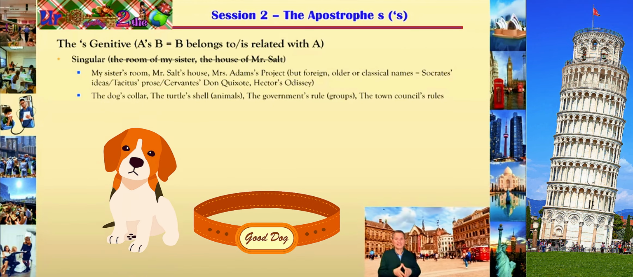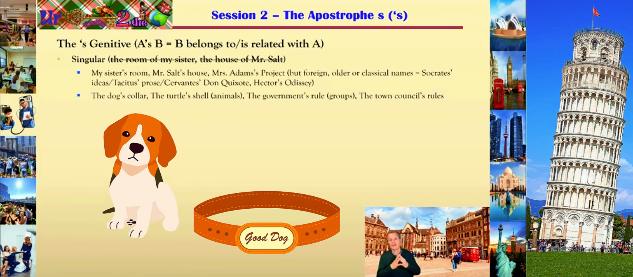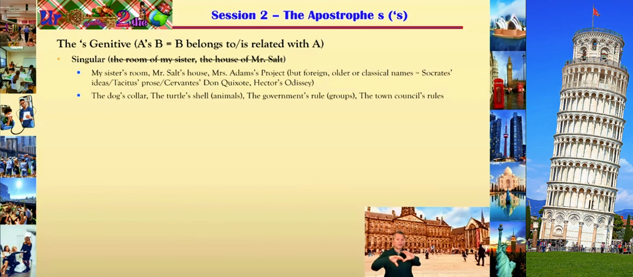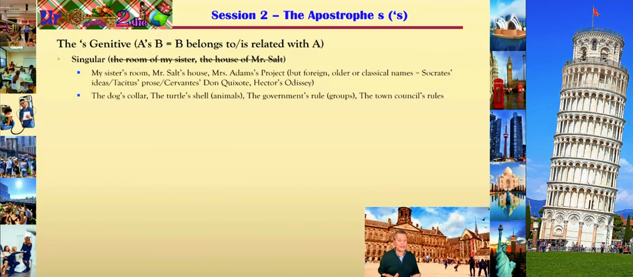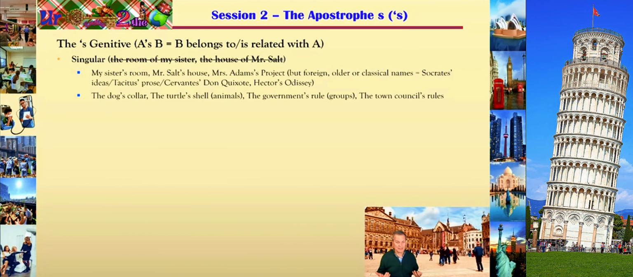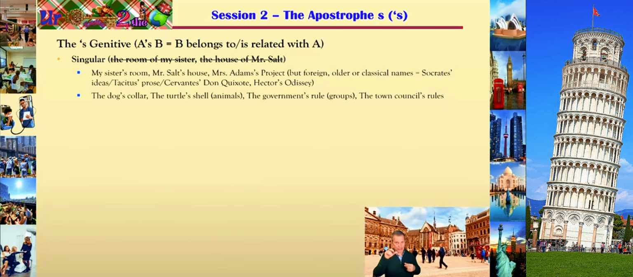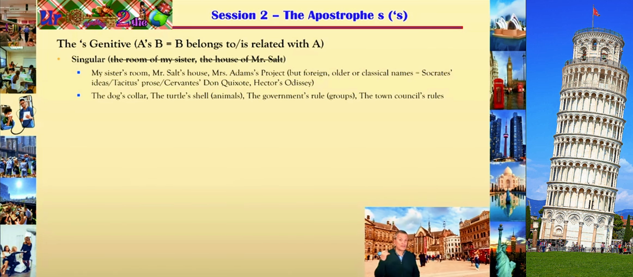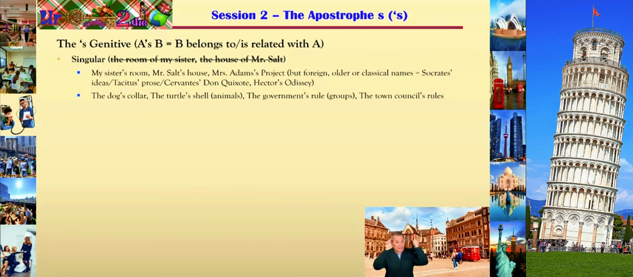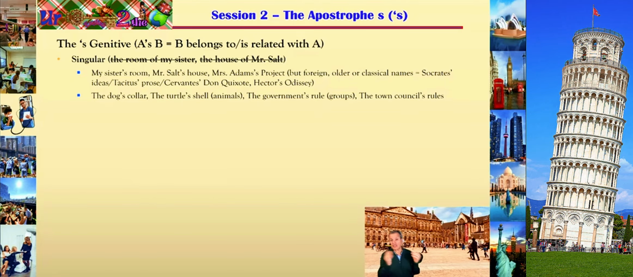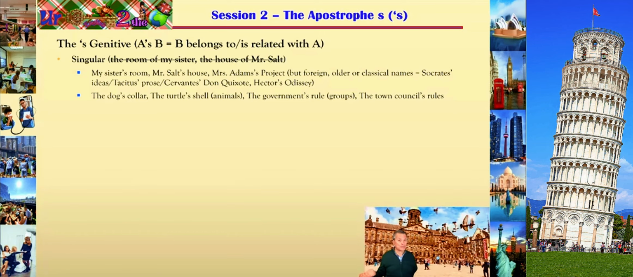The town council's rules. When we're talking about the town council, we're talking about the group of people who work in the town council, right? Consequently, we use apostrophe s. If we talk about the town hall, which is the building, you cannot use the apostrophe s because the town hall is the building, is an object. All right?